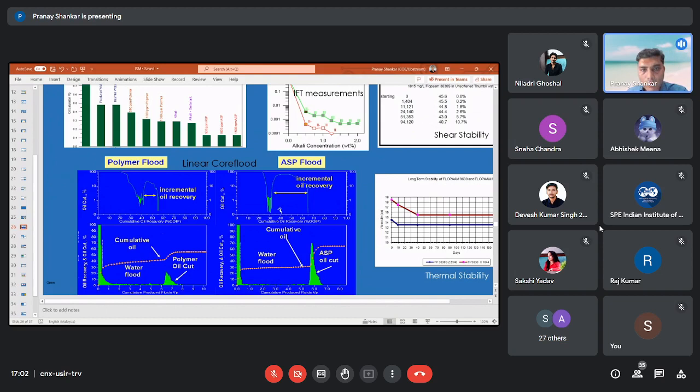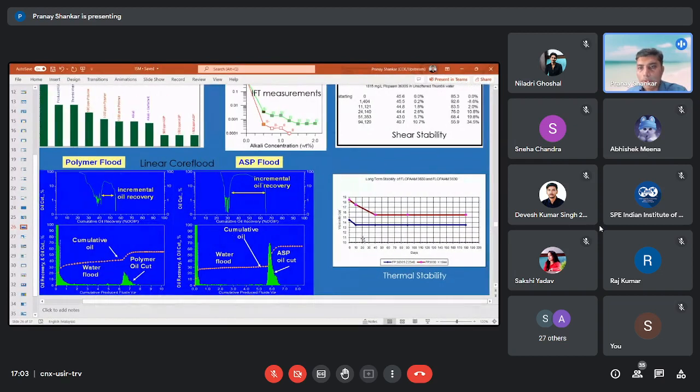Similarly, ASP. At the end of the polymer, you had very little oil cut, almost 1% or maybe 2-3%. You introduced ASP, and again your oil cut increased to almost 30-40%, and then was maintained for quite a good amount of time, and then again goes down. So this is your incremental oil due to ASP at the core level. And this also is your thermal stability of the polymer, which we carry out in the lab. It says that your viscosity changes with time at a certain reservoir condition.